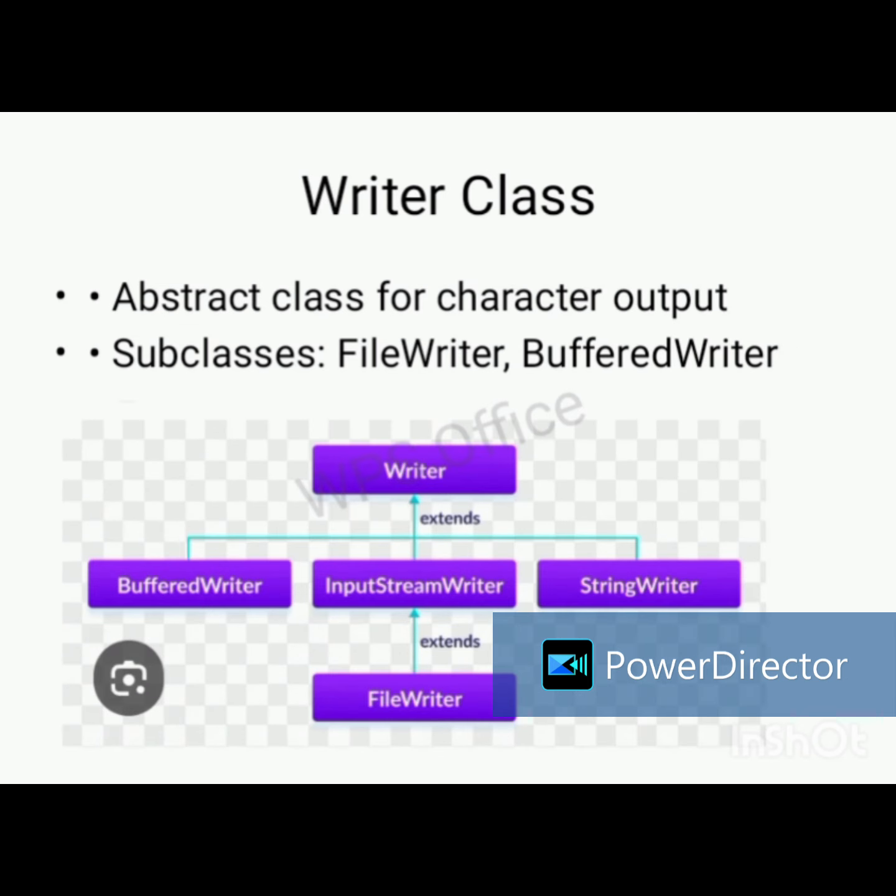Writer class. The Writer class is the abstract superclass for writing character streams in Java. It is a part of the Java IO package and forms the base for all classes that handle textual output. As with Reader, Writer is designed to work with 16-bit Unicode characters, making it ideal for writing readable text content to various destinations like files or the console.